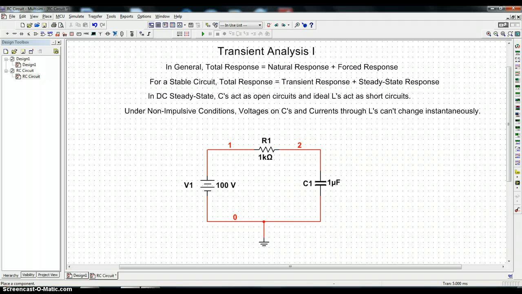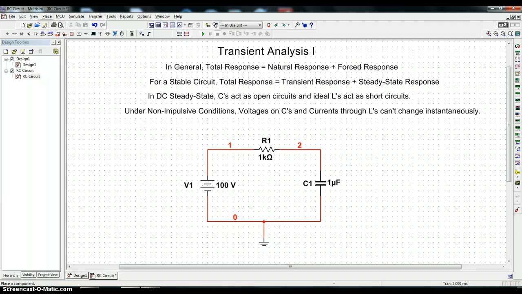You can have current flowing around the circuit external to the capacitor, and so it acts as if it's a short circuit. And likewise, currents through inductors can't change instantaneously, so if the inductor initially has no current in it, it will initially act as an open circuit before transients have vanished, or before transients have been generated.